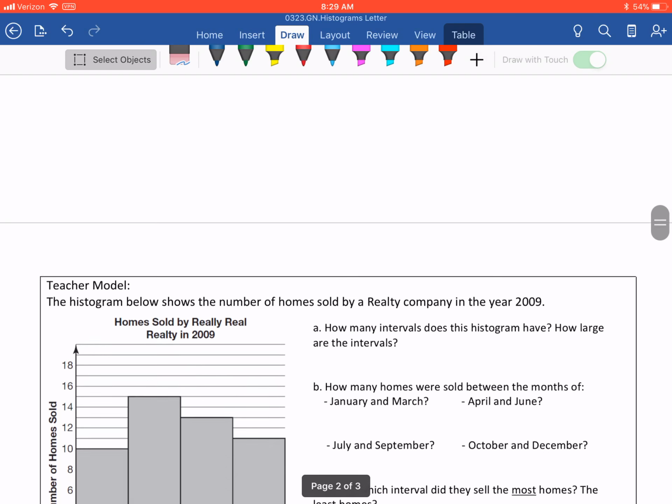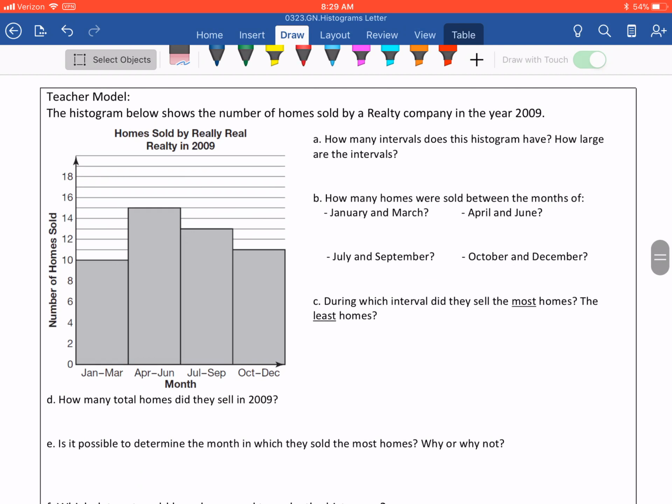All right, we're going to go ahead and go to the next page. There's a teacher model. So now that we've actually created one, let's do a little bit of analyzing. The histogram below shows the number of homes sold by a realty company in the year 2009. I know that was a really long time ago. I'm sorry that this example is so old, but we're going to analyze it anyway.